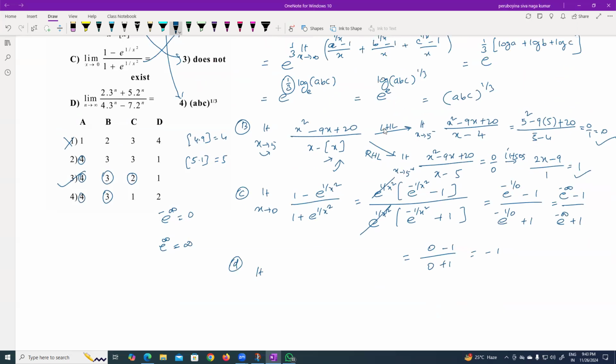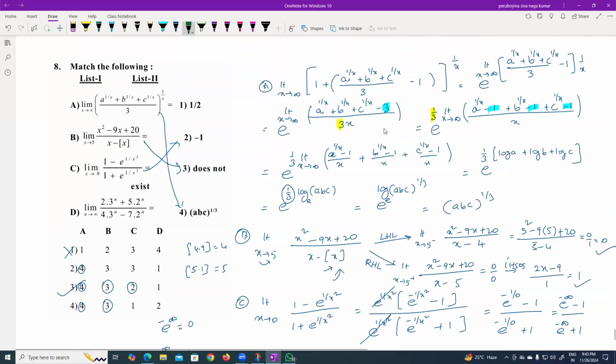Limit n tends to infinity, n is the variable here. 3 power n plus 5 into 2 power n divided by 3 power n minus 7 into 2 power n. So what is the highest number? You have to identify that first. Numerator highest number is 3 power n. Denominator highest number is also 3 power n. So therefore their quotient is the answer, right? For infinite limit. So 1 by 1, 1 is the answer for this problem.